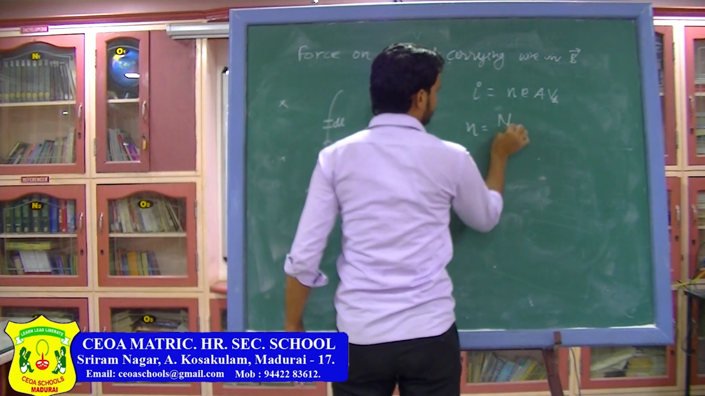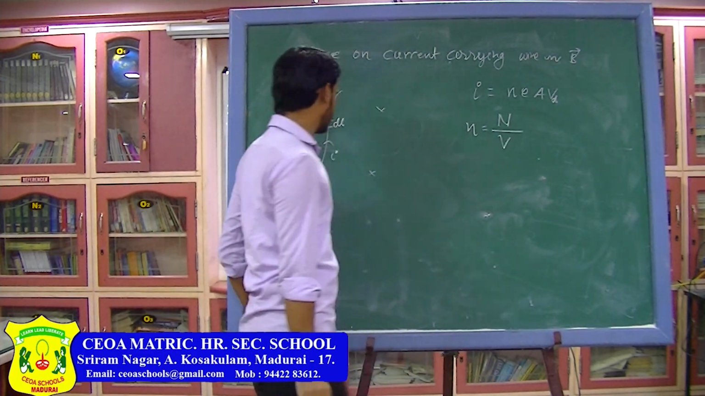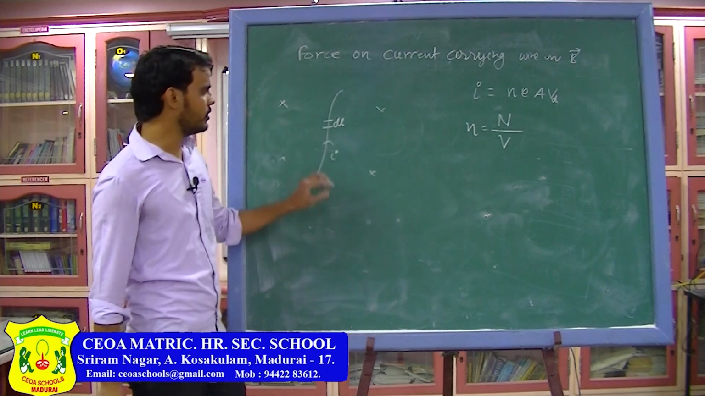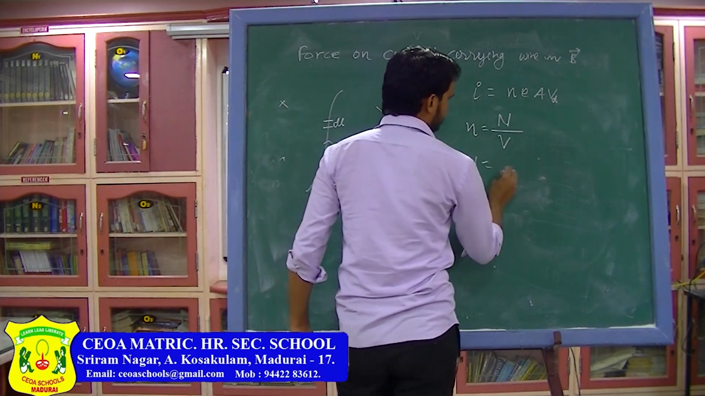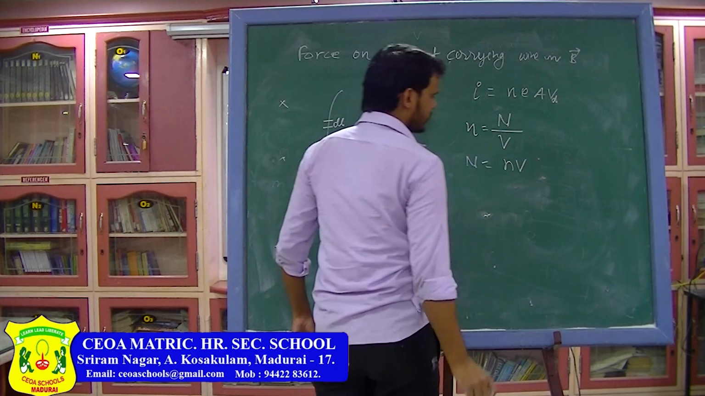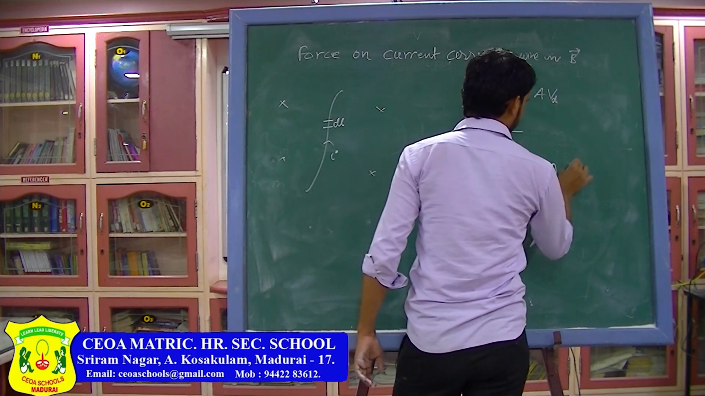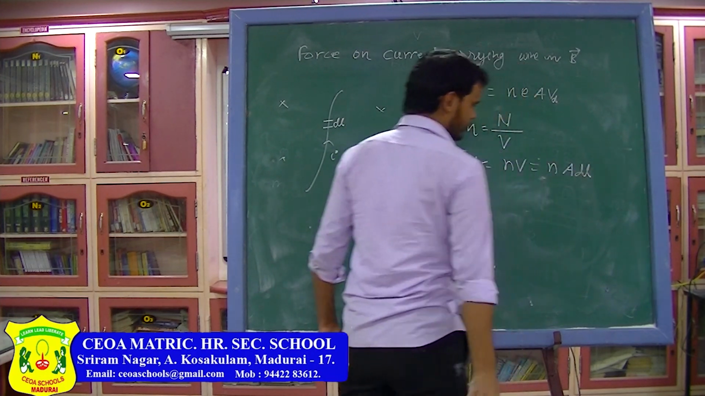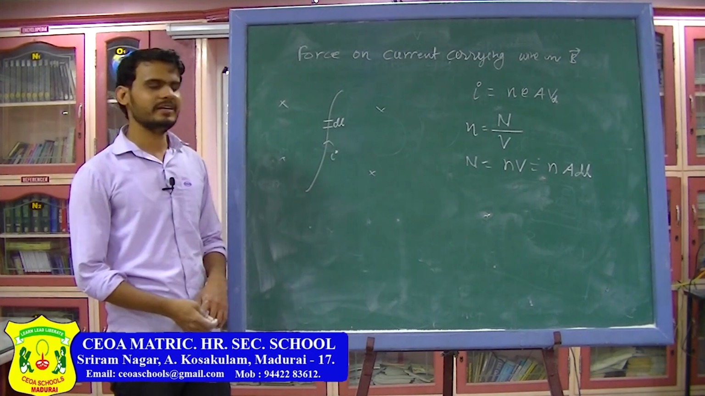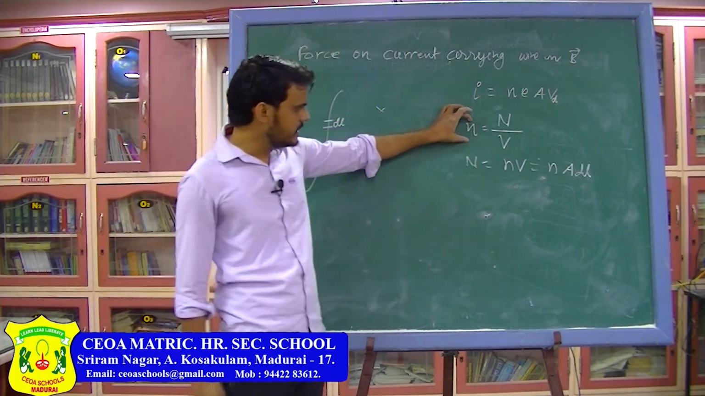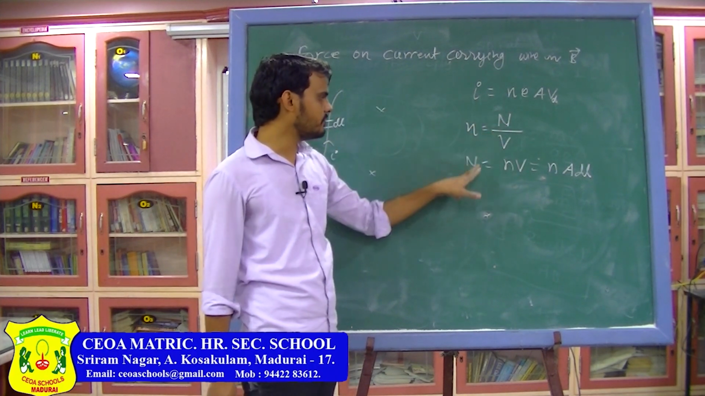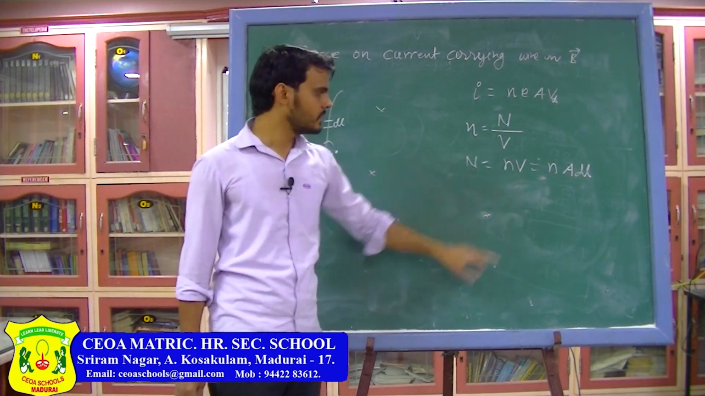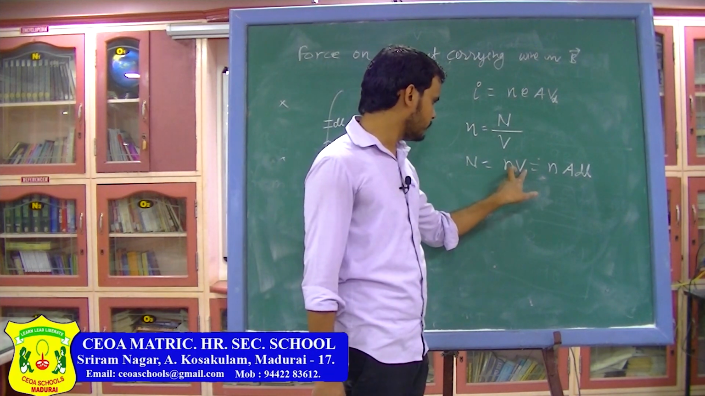N is the number of particles divided by volume of this. And volume of this part I can write A into dl. So from here total number of charge can be written as N into V, which will be equal to n A dl. I hope you remember from your current electricity that the number density is given by number of particles per unit volume. So from here total number of particles I can write n into V.